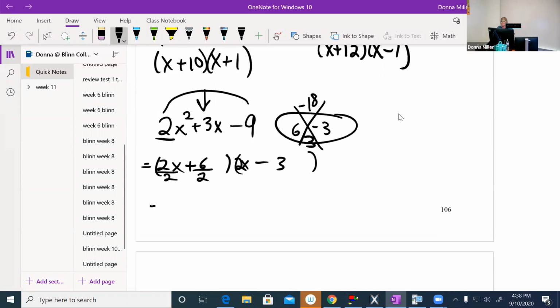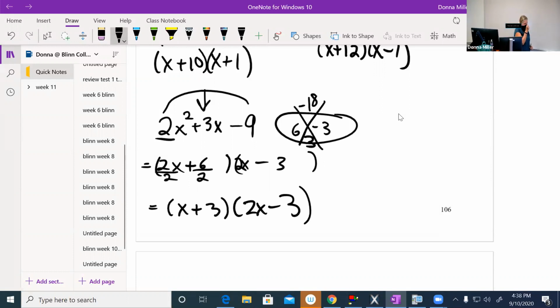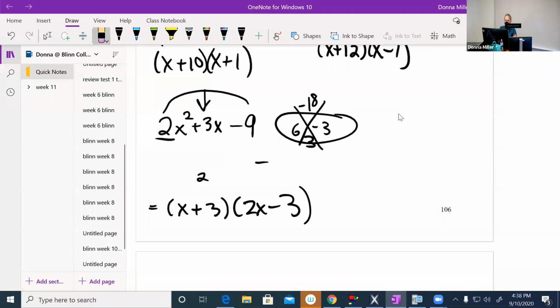So if I divide by 2, I get x plus 3, 2x minus 3. I am now factored, all right? And this is Gary's method. Now, Mallards doesn't like this particular step, so you know what I'm going to do with our Mallards? I'm just going to erase that step and do it in my head.